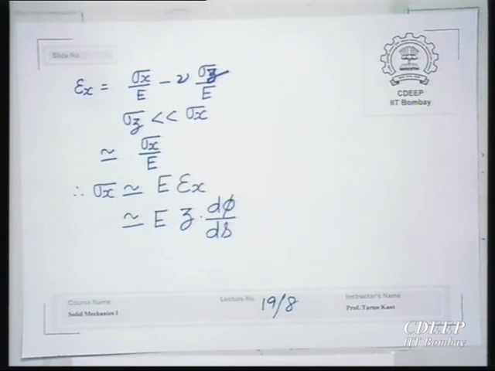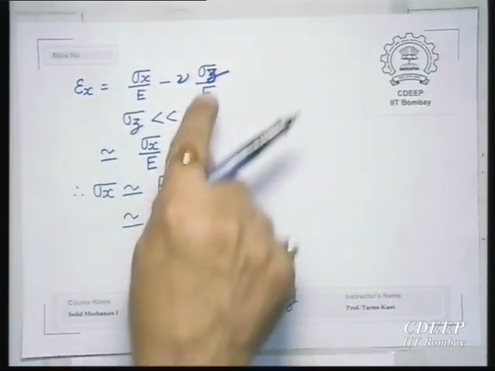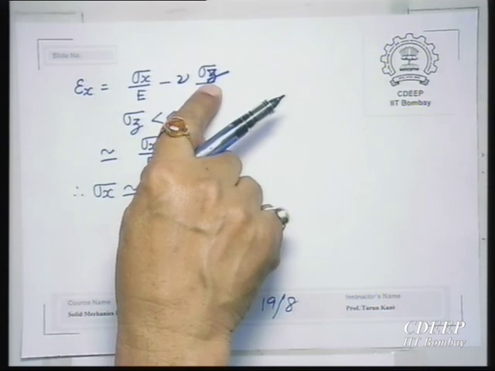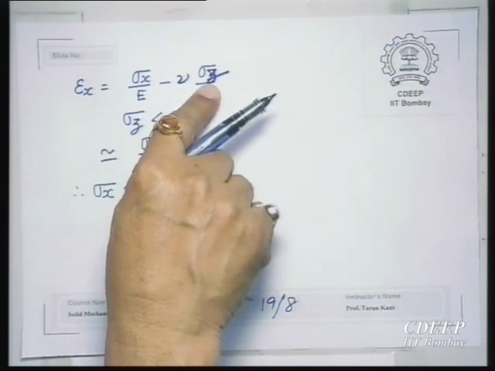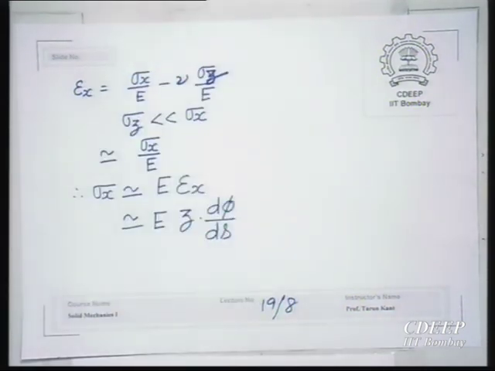Have you understood the logic? Because if I retain this sigma z, then I am in trouble, I am still in 2 dimensions. So by simplifying this, I am reducing a 2-dimensional problem to 1 dimension. Now I am assuming that the main stress is only in the x direction, the longitudinal stress, sigma x. The normal stress is sigma x, and let us assume sigma z is a small quantity. Don't try to brush it over. Unless you understand this, you cannot understand mechanics of beams.